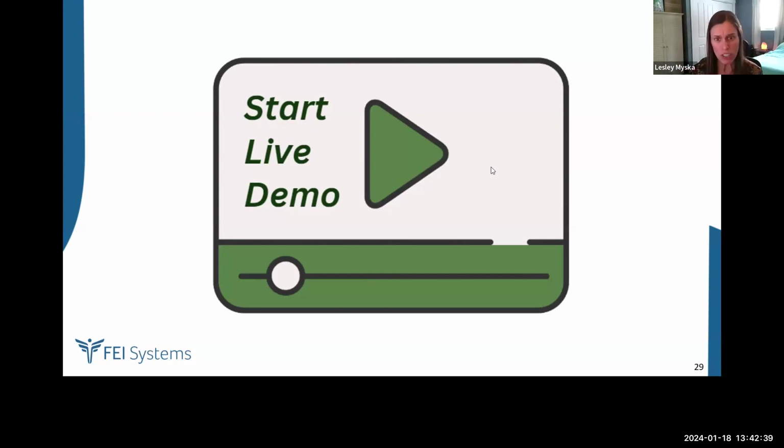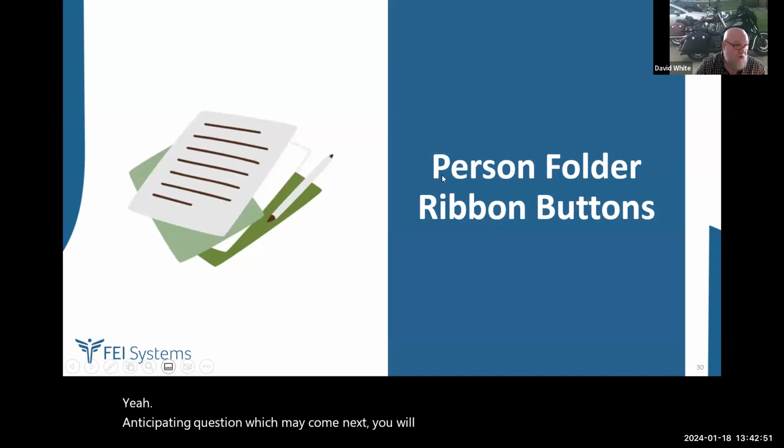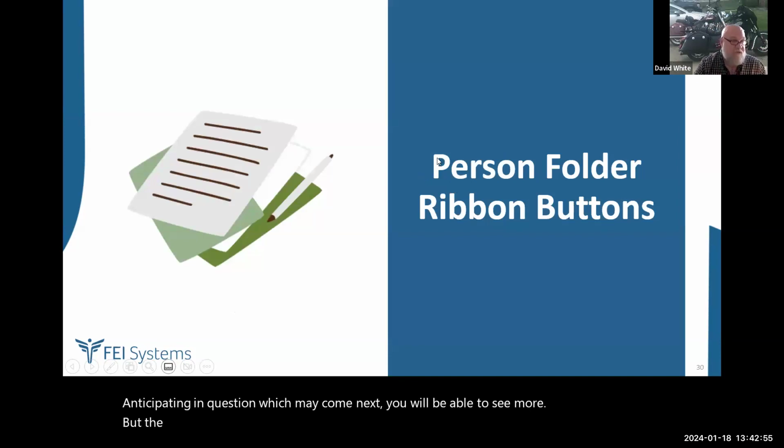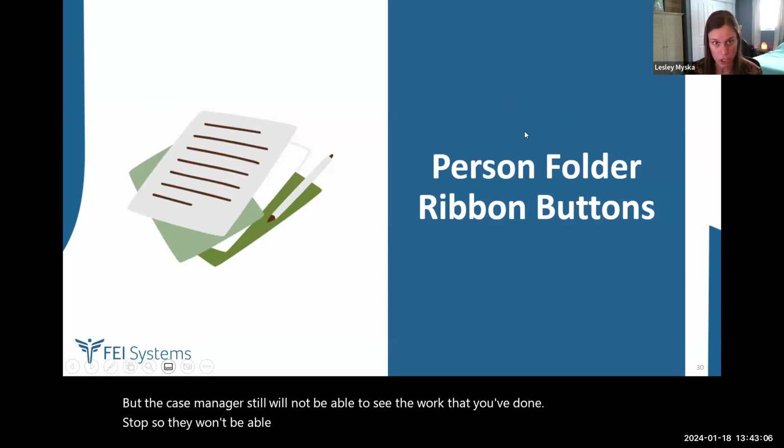But in general, I think you will have access to see most things. Yeah, anticipating a question which may come next, you will be able to see more, but the case manager still will not be able to see the work that you've done. That is correct. The people that are coming in from EIS will not be able to see any of the APS stuff. So they won't be able to navigate to the guardianship conservatorship form.